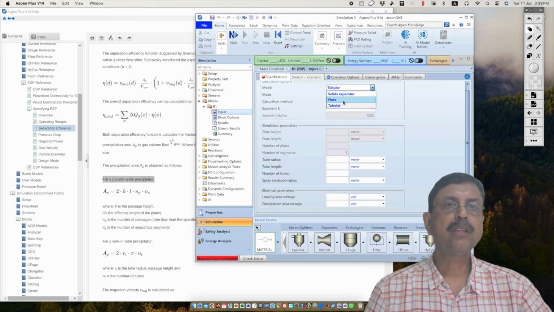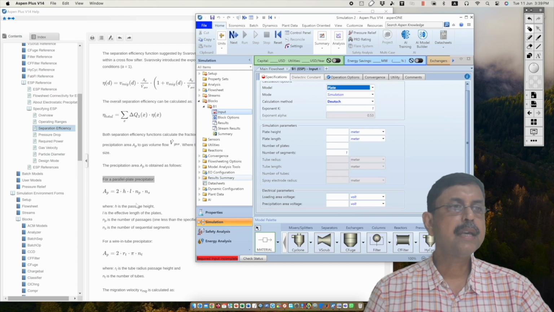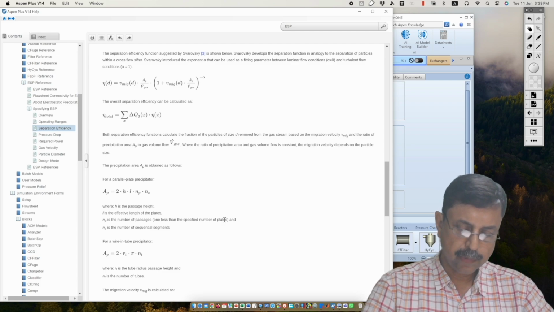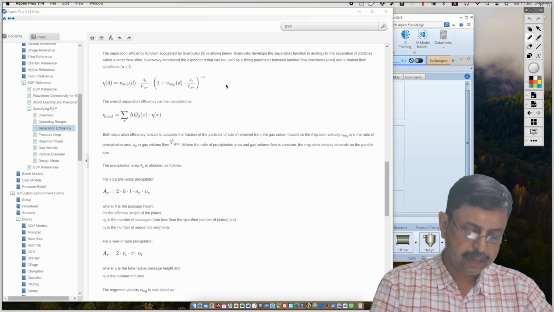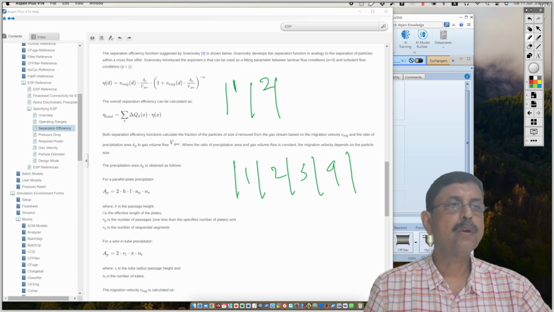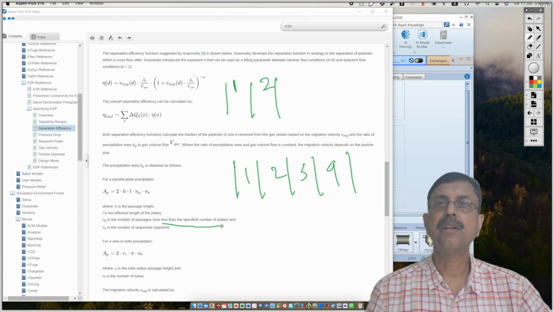So the effective length of the plate you have to provide over here. And then NP is the number of passages and NS is the number of sequential segments. The number of passages is one less than the specified number of plates. That means, suppose if you have, say, 3 plates, then there will be 2 passages. So if there are 3 plates, this is passage number 1, passage number 2. If there are 5 plates, then this is 1, 2, 3, 4. So it is always 1 less than the number of plates.